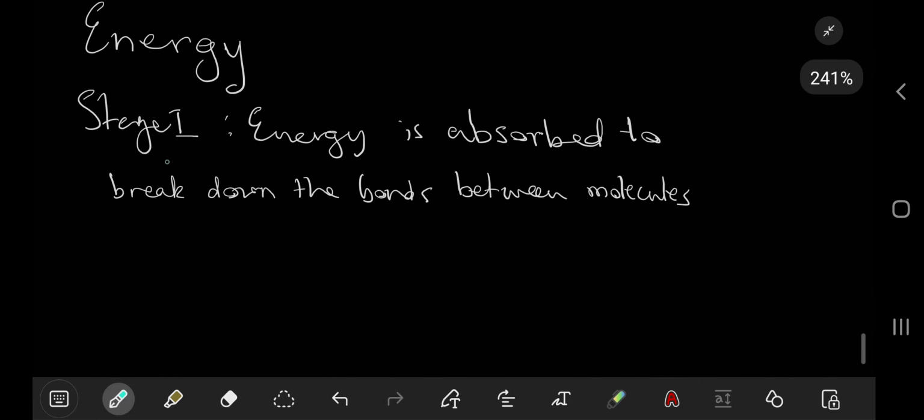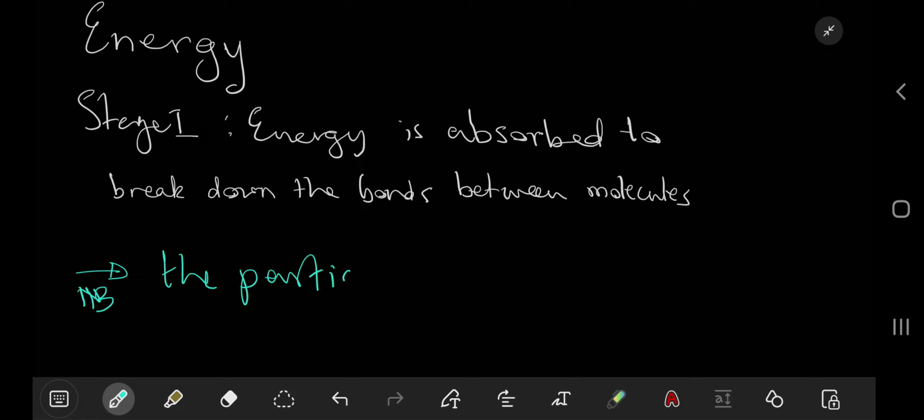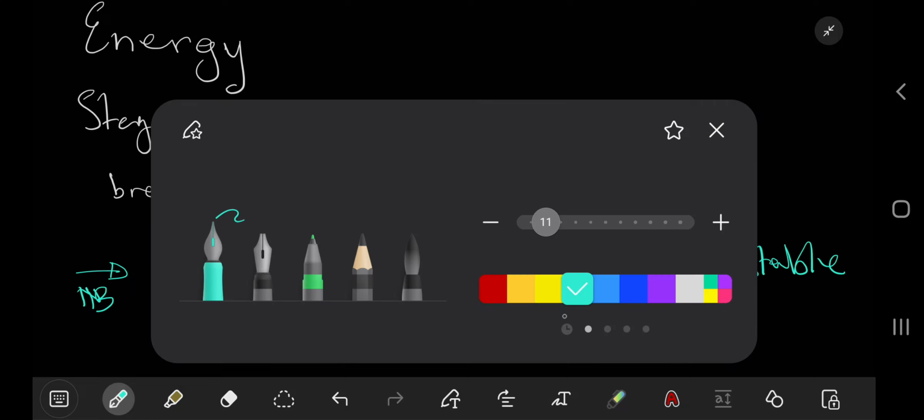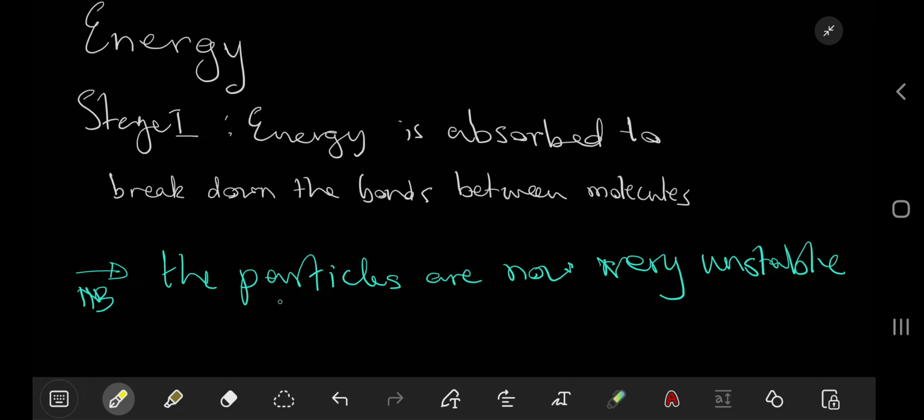So it means that after achieving stage 1, whereby the energy is absorbed to break down the bonds between the molecules, it is very important that the particles are now very unstable. They want to react so that they can be stable, right? So at this stage, we call it the activated complex.